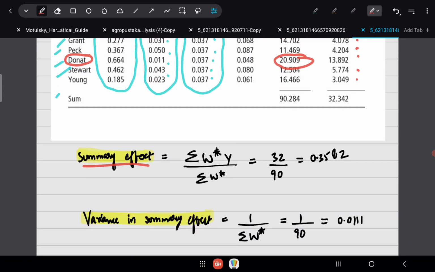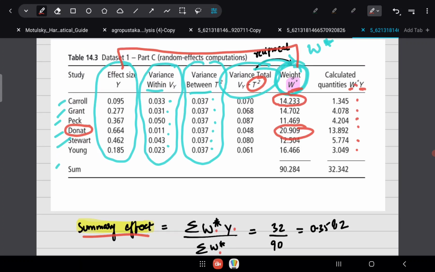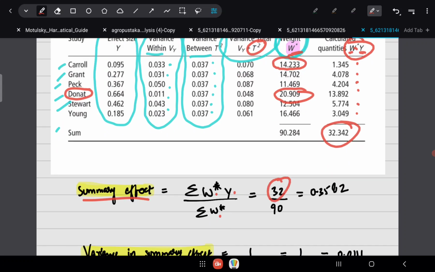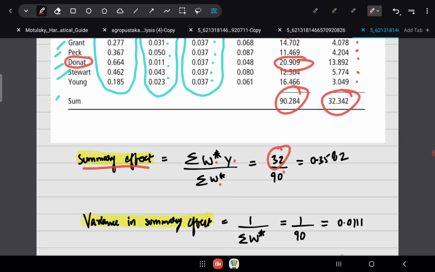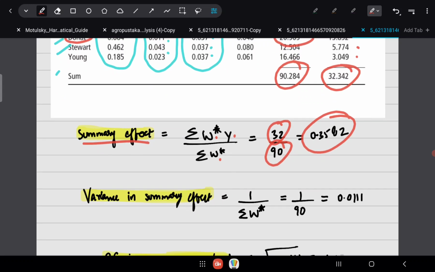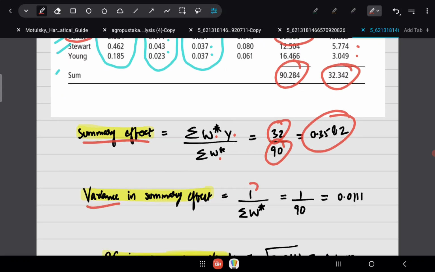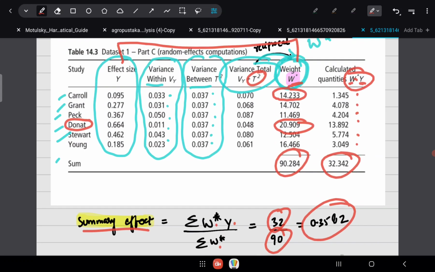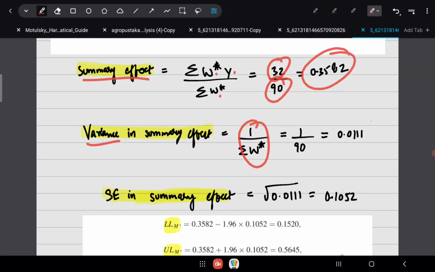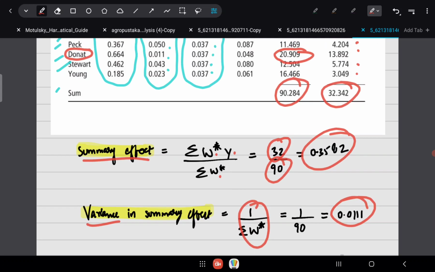How to compute the summary effect? It is the summation of the weight in random effect modeling times the effect size, divided by the summation of the weight. The sum of WY is 32 here, and the sum of W is 90 here. So this is your summary effect. Then you can calculate the variance in the summary effect, which is nothing but the reciprocal of the sum of weight. So the sum of weight is 90, and the reciprocal of 90 will be this. I have just put 90 here; it should be 90.284, but you get the point.